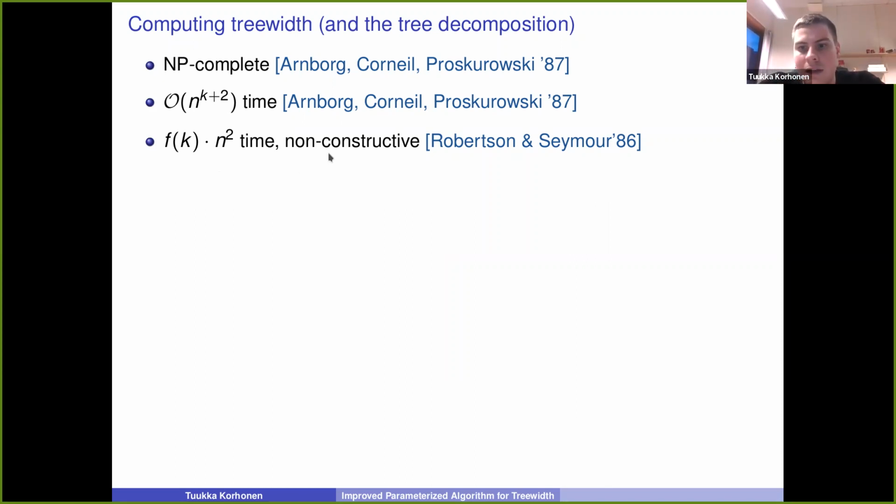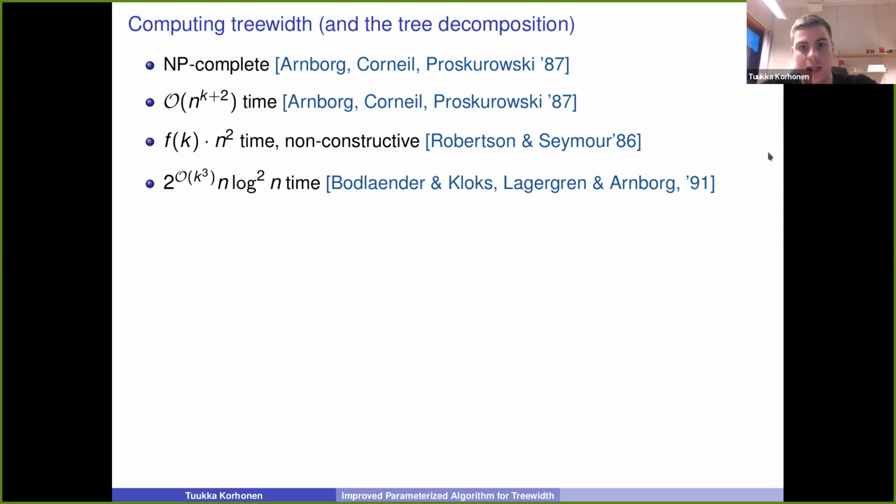Like, it depends on the forbidden minors, and I think this algorithm actually doesn't construct the decomposition, but you can use some self-reduction to construct it. And this f of k is horrible in this algorithm.